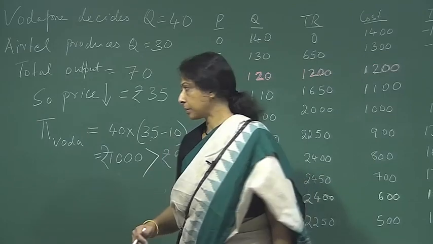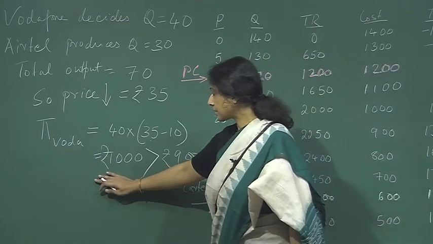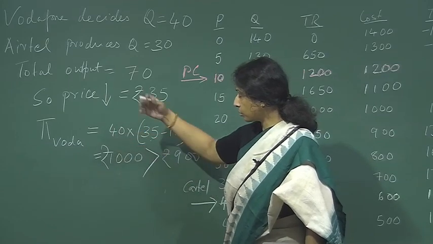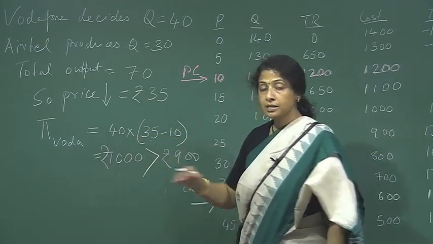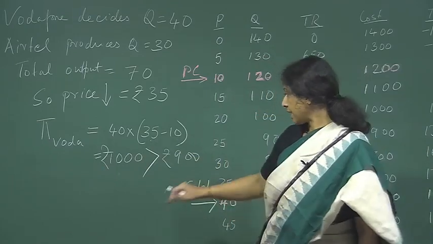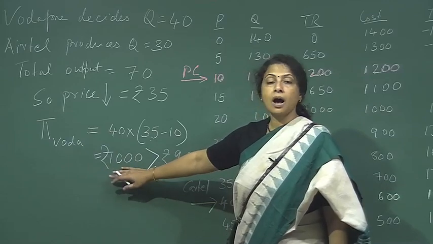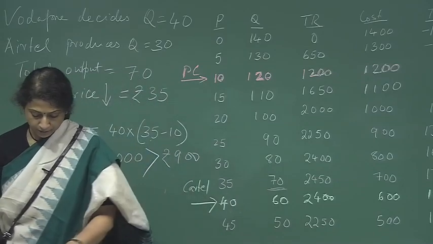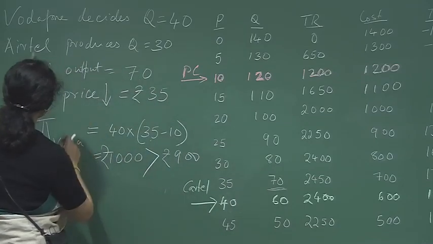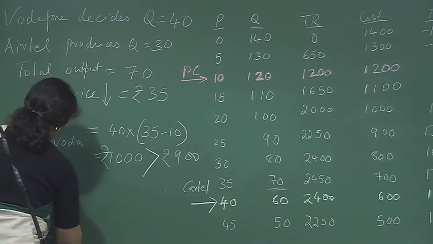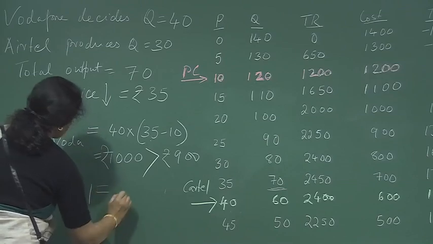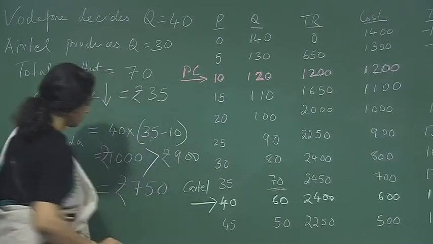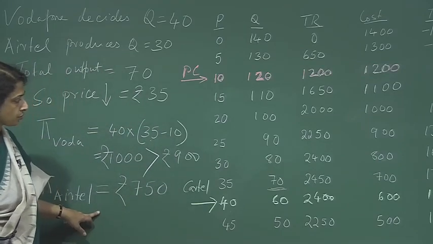So Vodafone is going to break the agreement and produce a higher amount of output, thus bringing down the price in the market and hence getting a profit which is higher than the cartel situation. But now what happens? If Airtel continues to do the same, the profit of Airtel falls to 750 rupees. So the profit of Airtel falls to 750 rupees. So that is what happens.